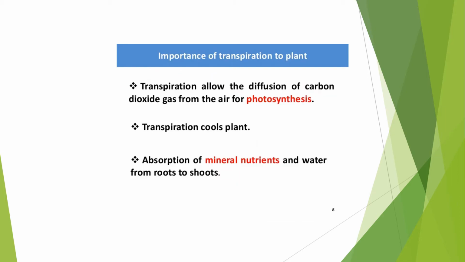Transpiration is very important for plants. Transpiration allows carbon dioxide to enter the stomata of the plant, which is important for the process of photosynthesis. So when the stomata open up in order to let water evaporate, carbon dioxide enters the stomata, which is utilized by the plant for photosynthesis.